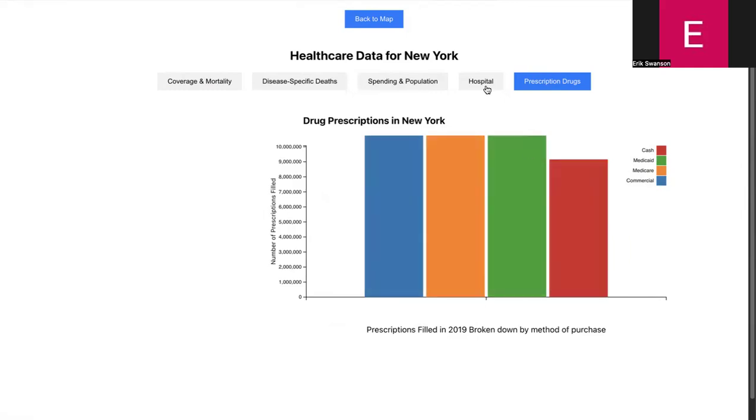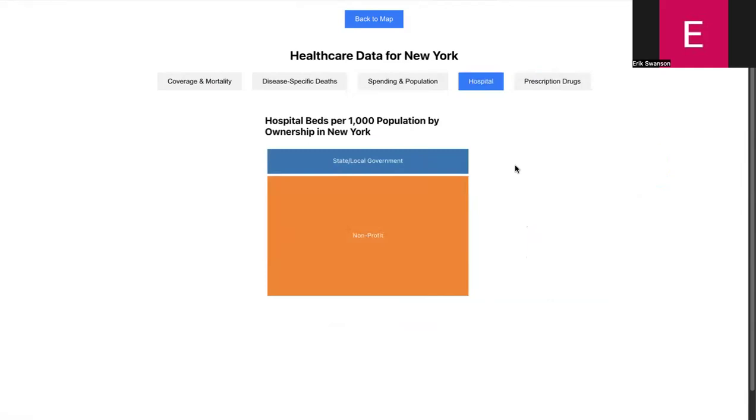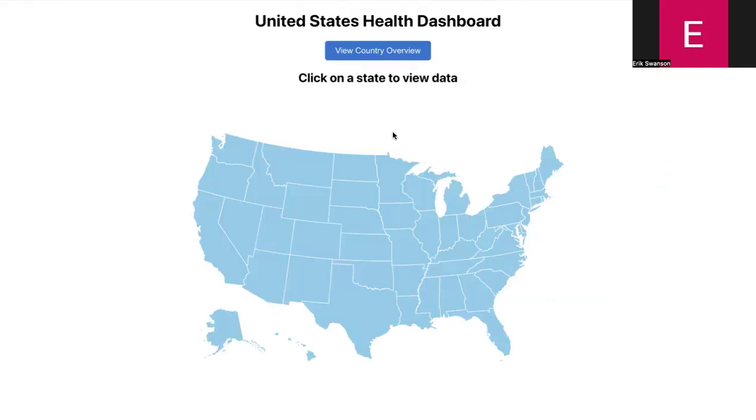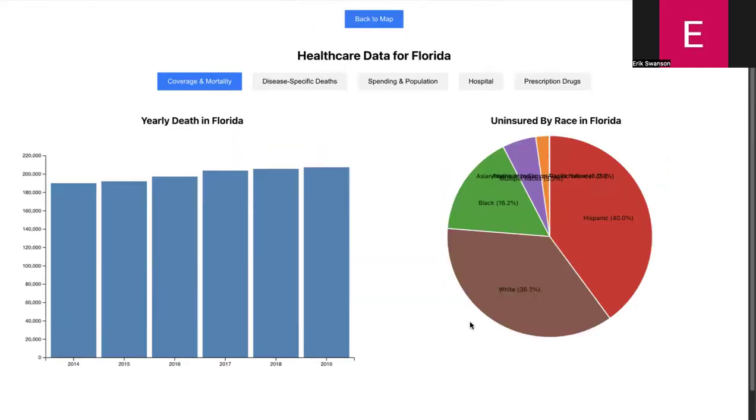New York is one of the only states that I could find that do not have any for-profit hospitals in the entire state, which means that this entire state is funded between state and local governments and nonprofits. Looking at Florida, you can see some different trends.